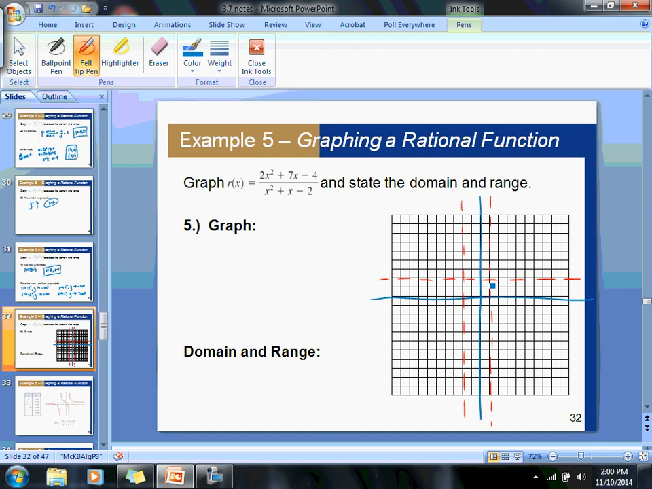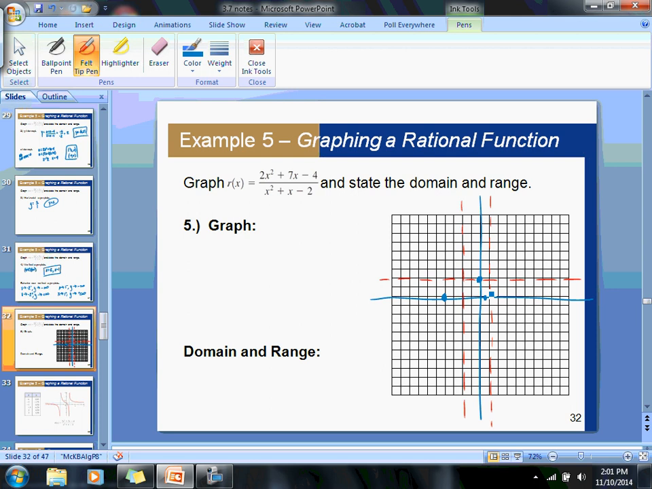So I actually can put my intercepts in as well. Let's see, where were my intercepts? My y-intercept was at (0, 2). And then my x-intercepts were at negative 4, negative 1, 2, 3, and 1/2.